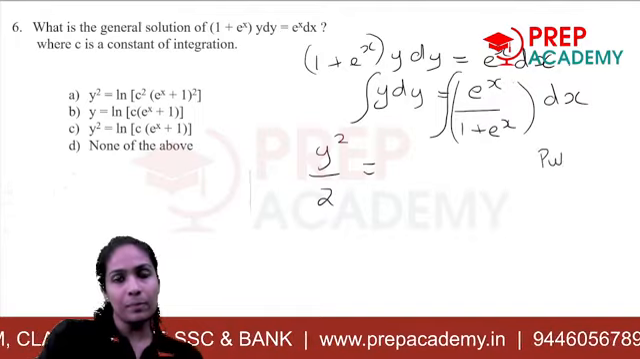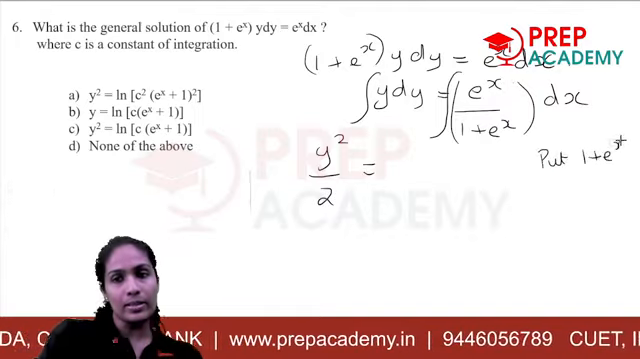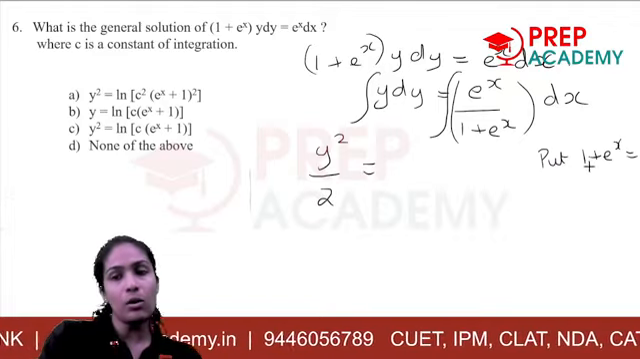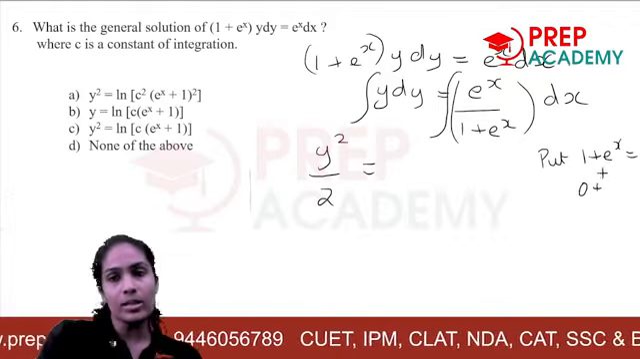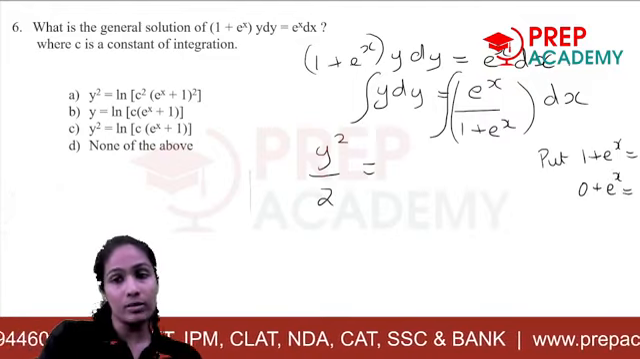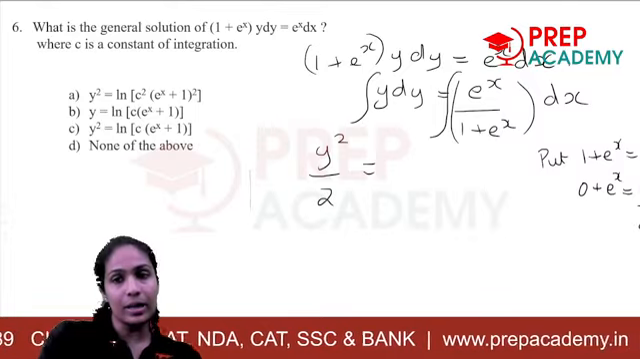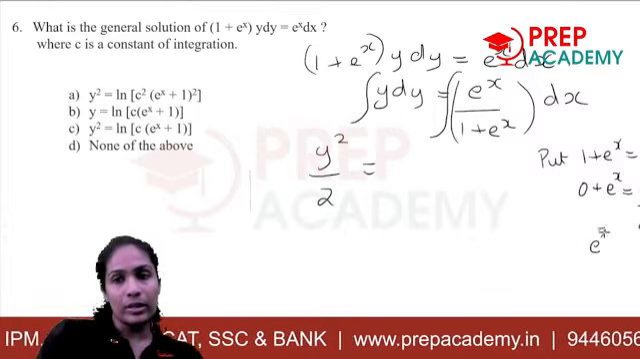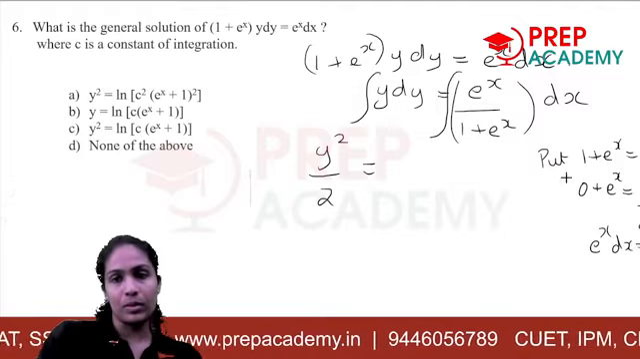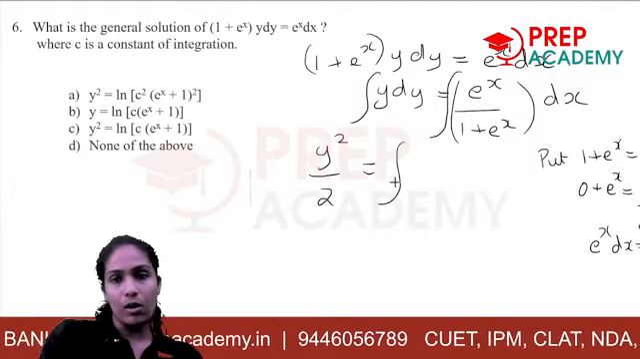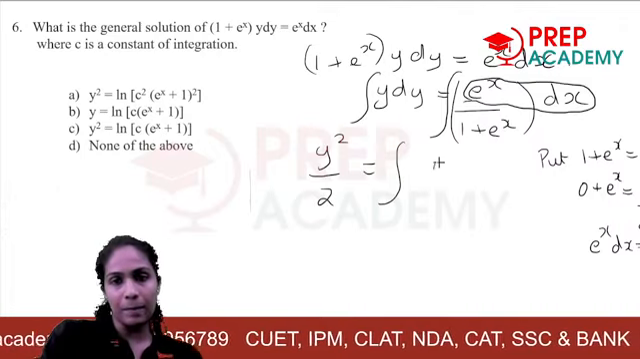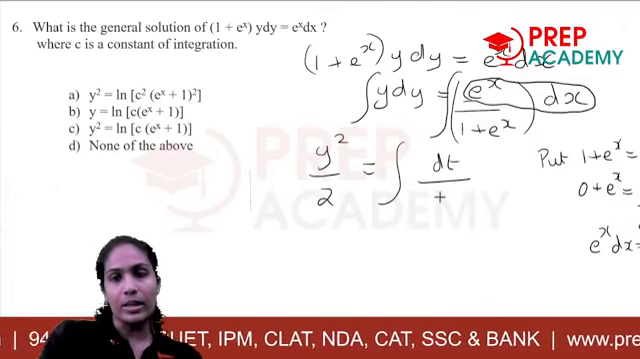If you put 1 plus e raised to x is equal to t, whenever you put the substitution, you have to take the derivative. Derivative of 1 is 0, plus derivative of e raised to x is e raised to x, is equal to derivative of t with respect to x, which is dt by dx. So e raised to x dx is equal to dt. So we can replace e raised to x dx by dt, and 1 plus e raised to x by t.